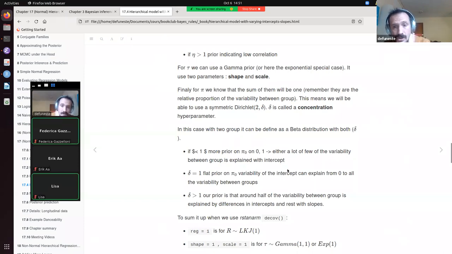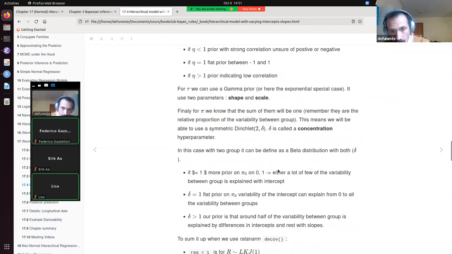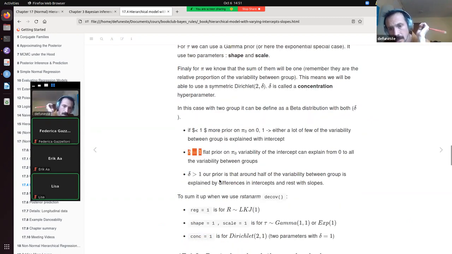That will be explained because all of that is for the intercept. What we have picked is a flat prior. So in this case, it's a Dirichlet with two parameters, with a concentration of one. The two is how many parameters we are using. It makes a flat prior. And if it's greater than one, it means that around half of the variability between the groups is explained by difference in intercept and the rest is explained by the slope.